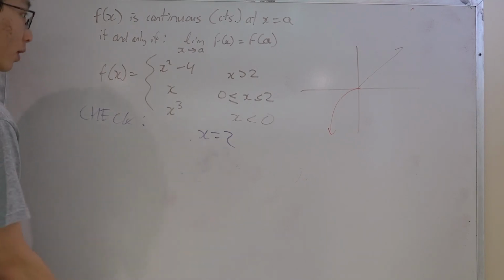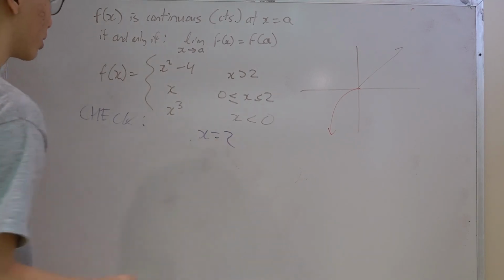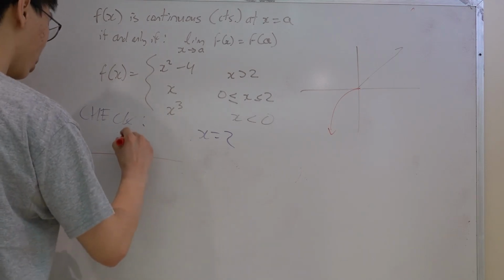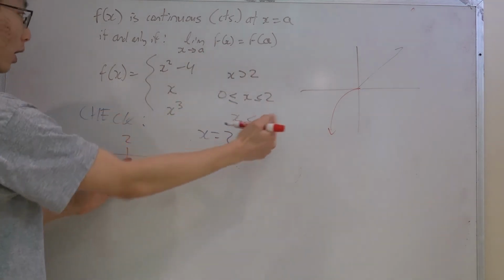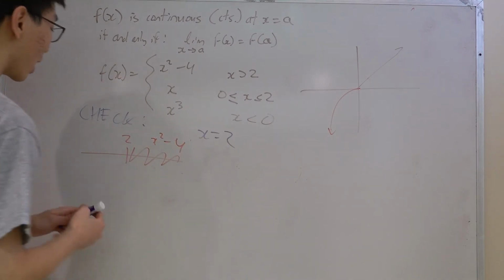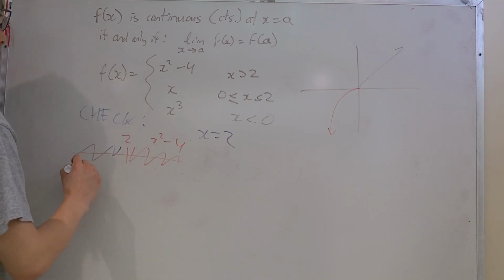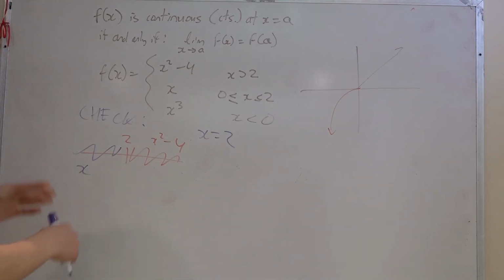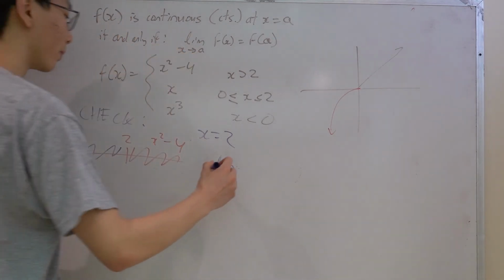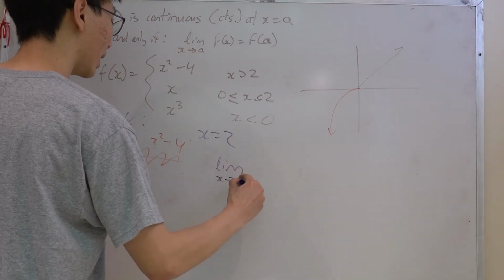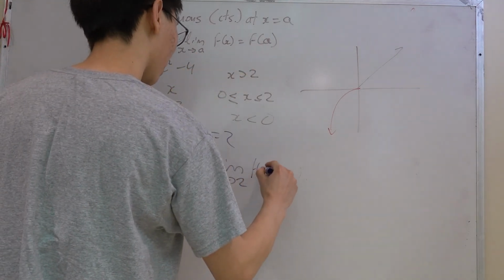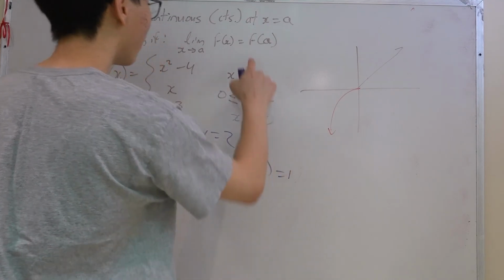The only thing left to check is x equals 2. So let's check that. Again, we have 2 here. On the right side of 2, it's the function x squared minus 4. On the left side of 2, it's the function x. And we're worried that maybe they're not continuous. So let's write down our criteria again, which is on the top here: the limit as x approaches a, where a is equal to 2, of f of x should equal f of 2.